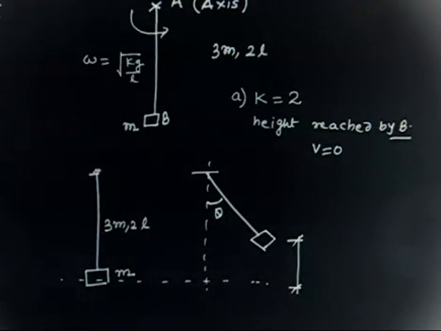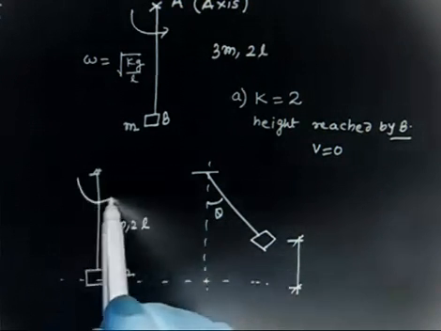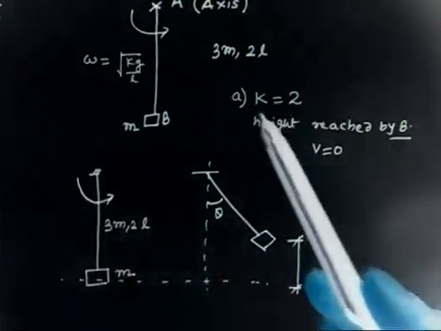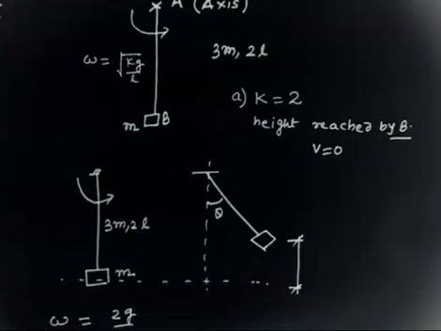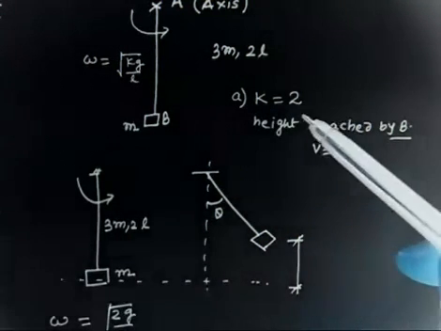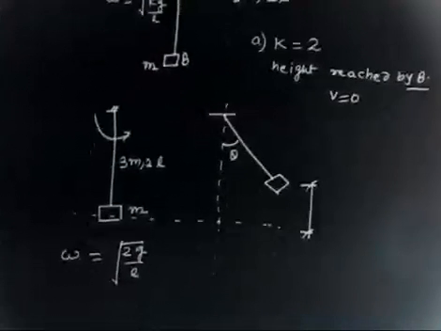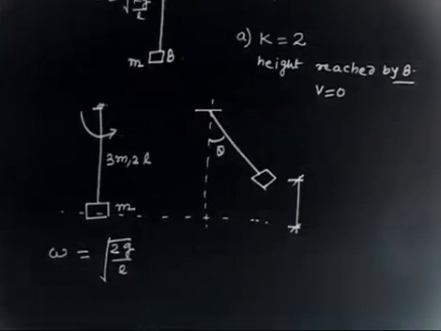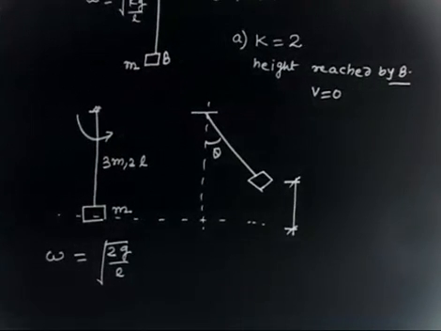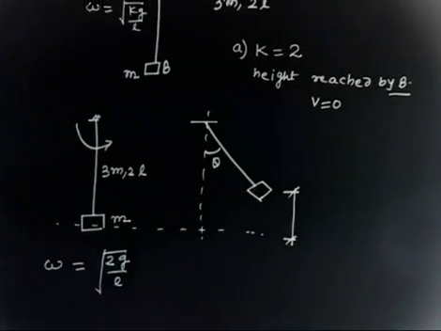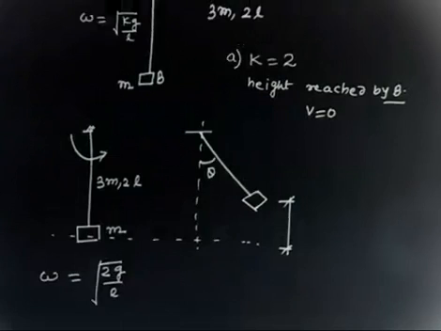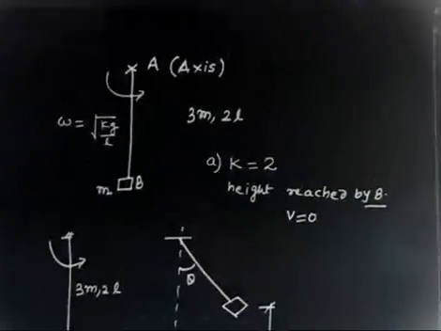I will wait for some time. So the initial angular velocity is given to you. That is under root kg by l, so for k equal to 2, omega becomes under root 2g by l. Now give me the value, what is the maximum height that is reached. Give me the value of theta. Let us wait for some time. Those who have not written the top, let us copy fast.